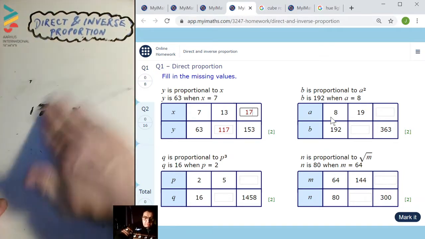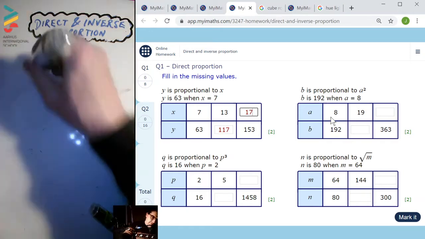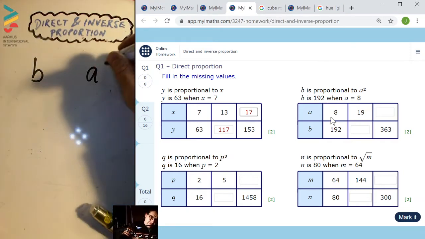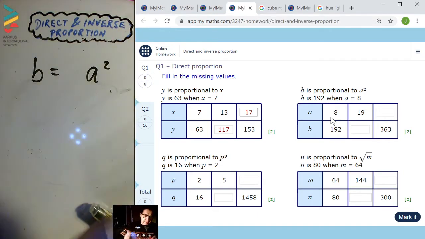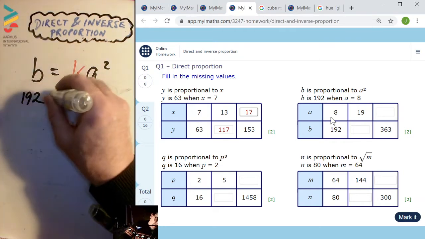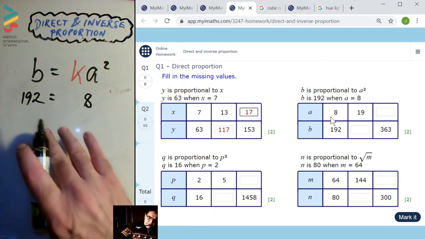So in the next question we've got two variables, b and a, and it says b is proportional to a squared. So we've got two things going on, b and a squared, and because they're proportional it means that the one thing equals some constant that we're going to call k for the purposes of this times a squared. So b equals k a squared, and we've got the information in the question that b is 192 when a equals 8.